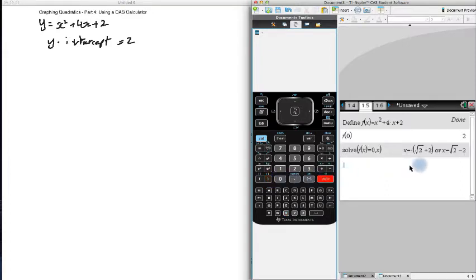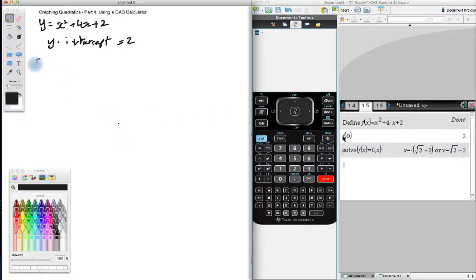So there we go, it's just spat it out for us. The x-intercepts are minus root 2, because the minus is on the outside of the brackets, it's minus root 2 minus 2, or positive root 2 minus 2. So let's note those down as our x-intercepts. So we've got our minus 2 minus root 2, that's the first one. And the second one we've got is minus 2 plus root 2. There we go, there are our two values.